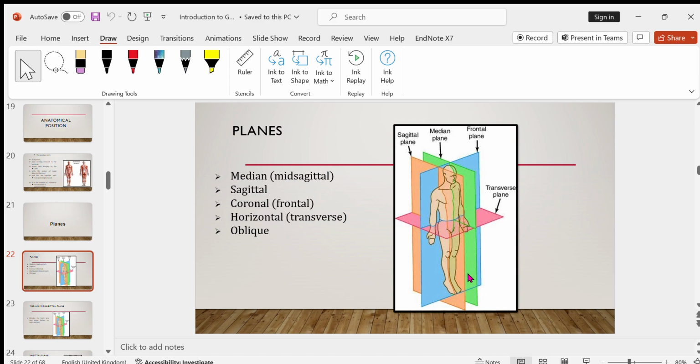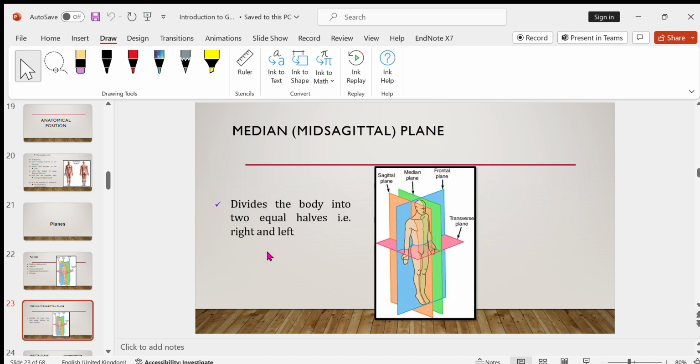The planes of the human body are the median plane, the sagittal plane, the coronal plane, horizontal plane, and the oblique planes. We'll discuss these one by one. So median plane is the one that divides the body into two equal halves. This green one is the median plane. You can see that it is dividing the human body equally into a right half and a left half.